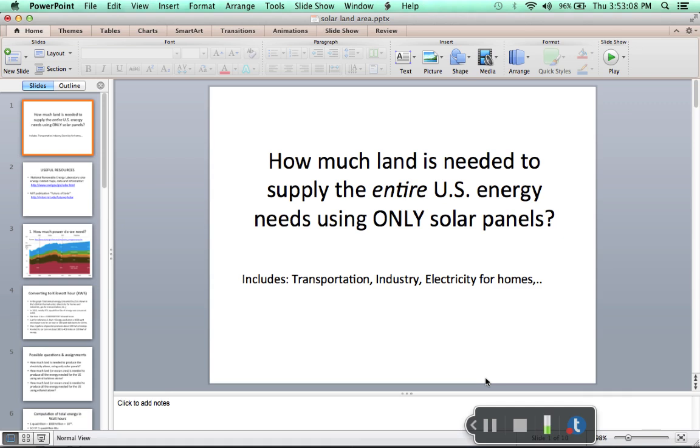In this module, we will talk about how to calculate the amount of land area that is needed to supply all of the energy needs of the United States using only solar panels. Solar panels produce electricity, and using electricity, if we decide, we will power all of our needs, including transportation, industry, houses, heating and cooling in houses, and lighting, and all of those things. How much land do we need if we use only solar panels?